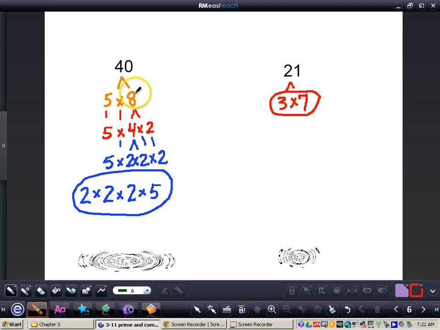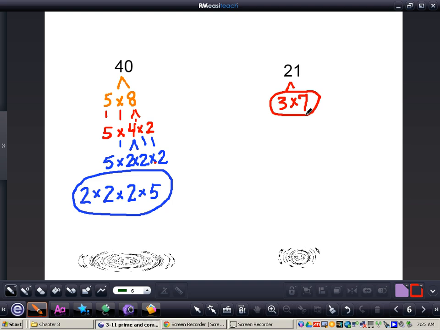First of all, for 40 we broke it down 5 times 8. Okay, now the 5 was prime, the 8 was composite, so we had to break that down with 4 times 2. We brought the 5 in the multiplication problem down here. 4 was still composite, so we had to break that down even further. Okay, giving us a prime factorization of 2 times 2 times 2 times 5. 21 was pretty simple. We had to just break that down one time. 3 times 7, both 3 and 7 are prime numbers, so the prime factorization of 21 is 3 times 7.